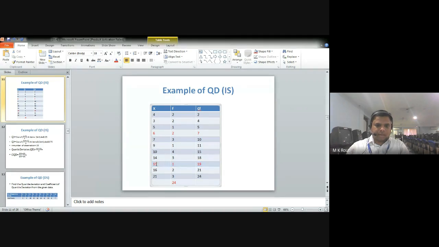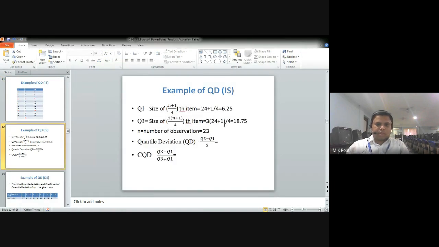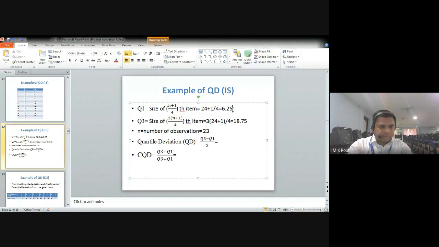Here, I just highlight here, 15 and this one is 6. Here the value is how much? First one is your 5. Sorry, that is 6. And the next one is 15.